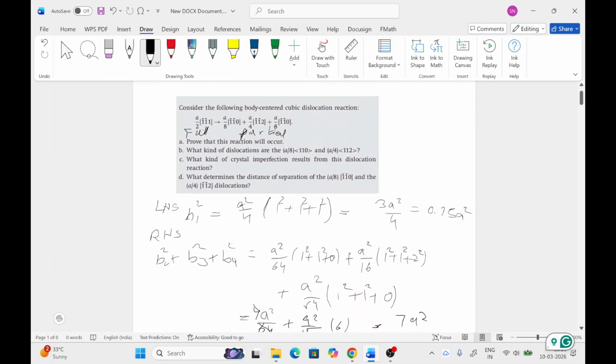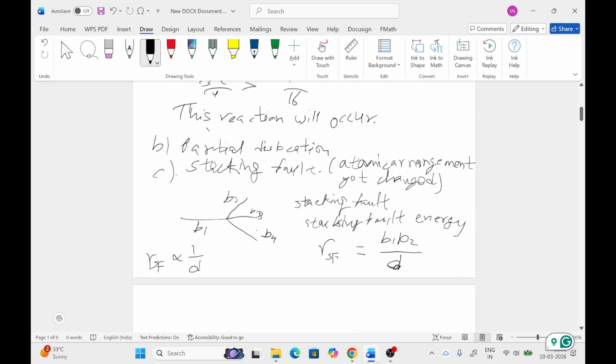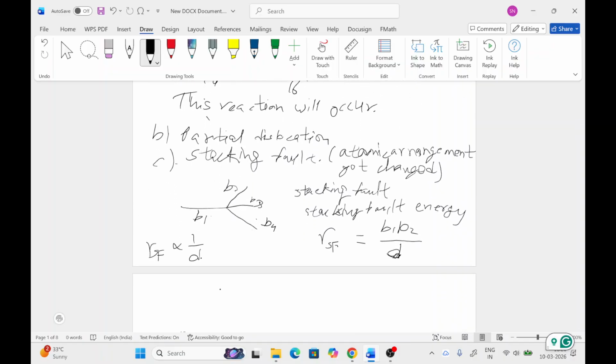In the third question, we are asked what determines the distance of separation of the a/8[-1-10] and the a/4[-1-12] dislocations. So the stacking fault energy determines the distance between these partials.